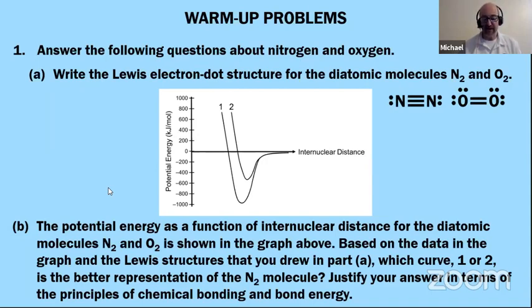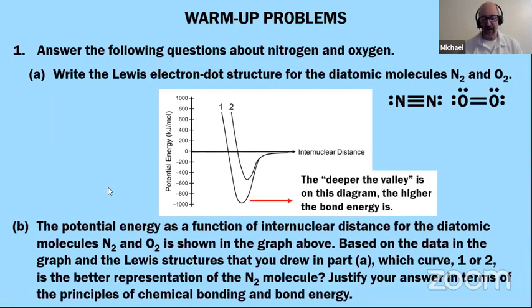So as you can see on the diagram, curve 1 has what I might call a deeper valley in terms of that local minimum in potential energy than curve 2. So the deeper valley, or the lower the potential energy minimum is, that represents a more stable arrangement of atoms. It also represents a higher bond energy.